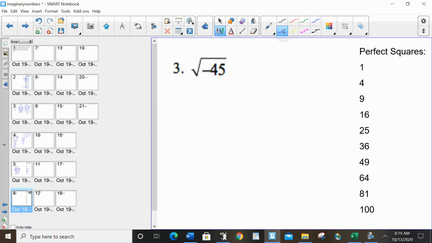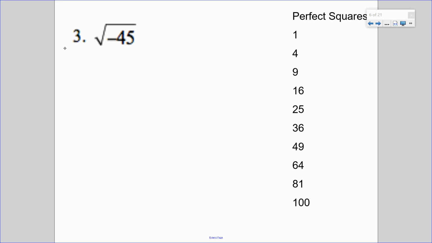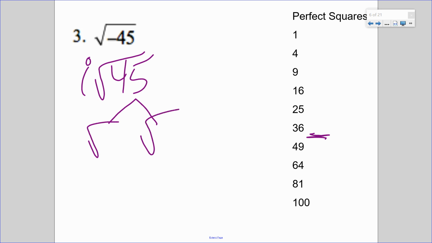All right. Number 3. To get rid of the negative inside the radical, I bring it out, I make it an i. 45 is not on my list, so I break it down into perfect squares and non-perfect squares. I'm going to give you about 10 seconds right now to try and find the largest perfect square that goes in. If you need more than 10 seconds, then pause it.